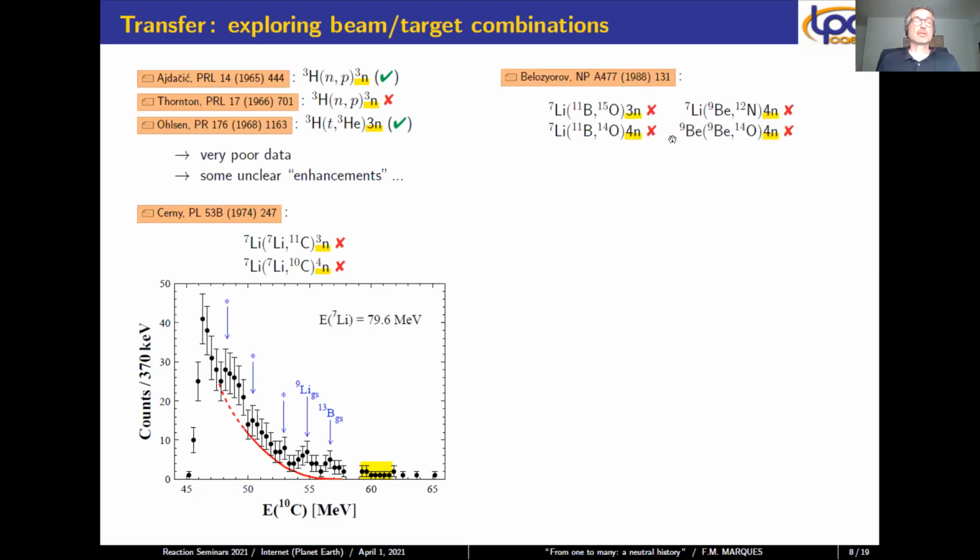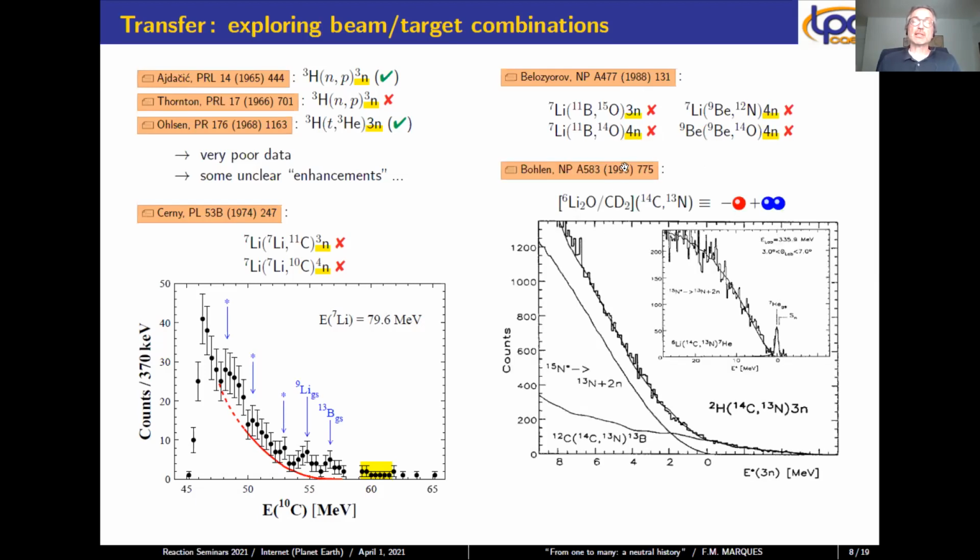Other experiments were done in 88, again, many combinations. The advantage with respect to charge exchange on helium is that here you have many possible combinations that you can try, but the results are always negative. This is a very clean experiment in 1995 from Bolen. So this is a carbon-14 beam, nitrogen-13 out fragment. So what you are doing with your target is you are removing 1 proton and adding 2 neutrons.